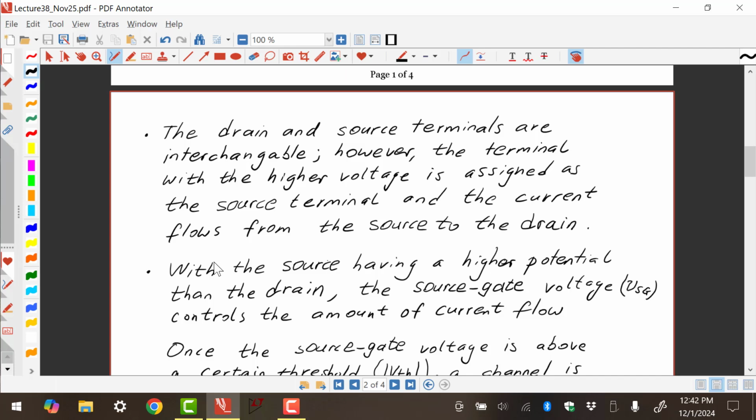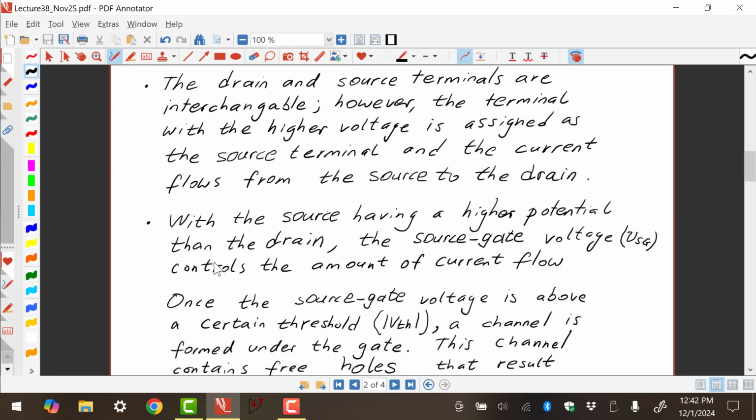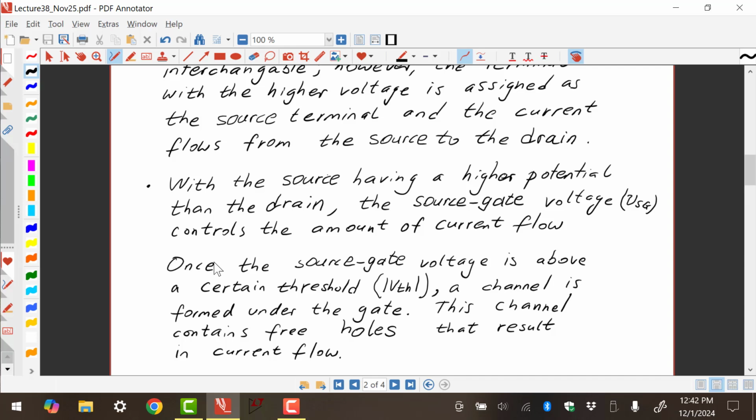So VSG, the source to gate voltage, because the source is going to be higher than the gate, controls the current flow. Once again, in the PMOS, this is a voltage controlled current source, with the controlling voltage being the source to gate voltage. Once the source to gate voltage is above a certain threshold, VTH, and I note the magnitude, because VTH, the threshold voltage for a PMOS, is given as a negative number because the gate is more negative than the source for a PMOS device. But in most calculations, if you use VTH with the magnitude and stick with VSG, VSD, and so on with the subscript changes, you should have really no problem. The equations will look very similar.